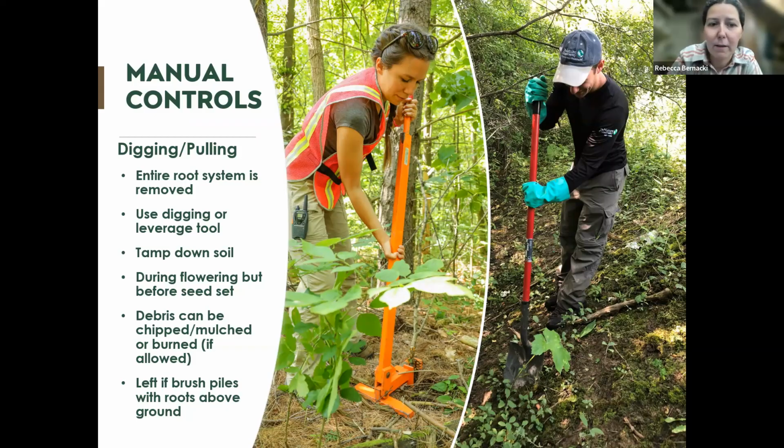It clamps onto the base of an invasive shrub or tree and gives you that leverage to help you pull out the root system. Once you've dug out that entire root system, you want to tamp down the soil to limit disturbance.